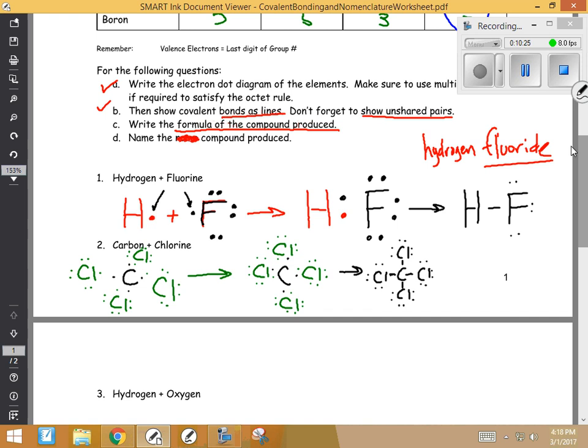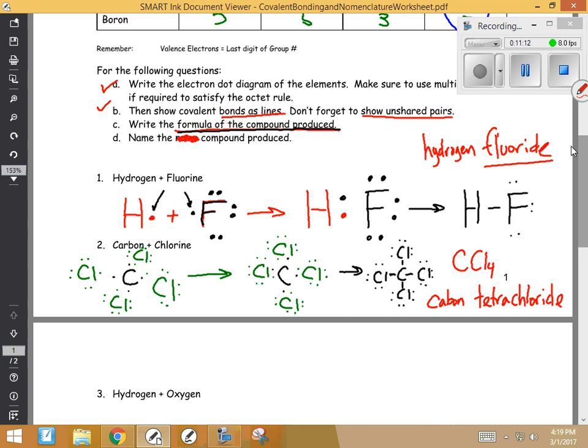A lot of work doing this. Here's something I forgot to do on the first one. I said, write the formula of the compound produced. This one, the formula, we'll write carbon first and chlorine second. Boy, that page numbers kind of confuse us. Let's do it right here. I'll do it in red just so that we have the color. Carbon and 4 chlorides. The name of this compound is carbon tetra, meaning 4, chloride.